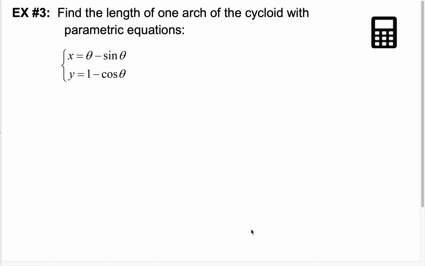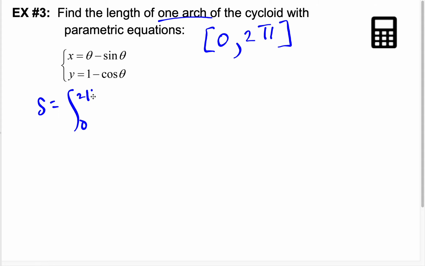All right, example 3. I probably better do this. Find the length of one arch. One arch represents 0 to 2 pi. So what are we going to do? We're going to integrate from 0 to 2 pi, and we have to do the square root of (dx/dt squared plus dy/dt squared).